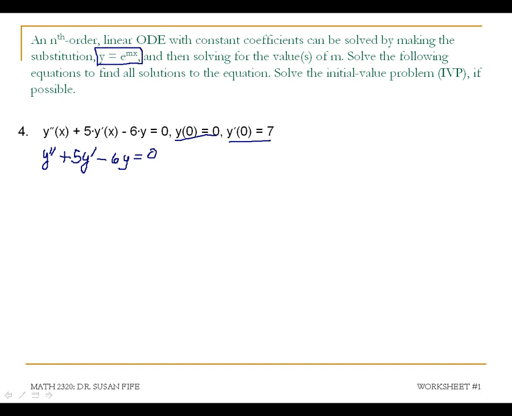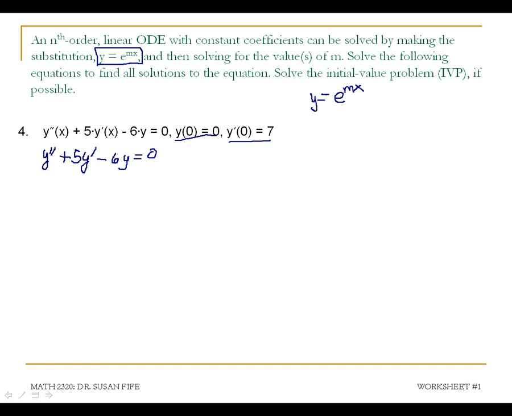We want to make the substitution y equals e to the mx into the equation that we're given. And to make that substitution, I need y, e to the mx, I need y prime, and I need y double prime. So here I need to find the derivatives of this exponential equation.